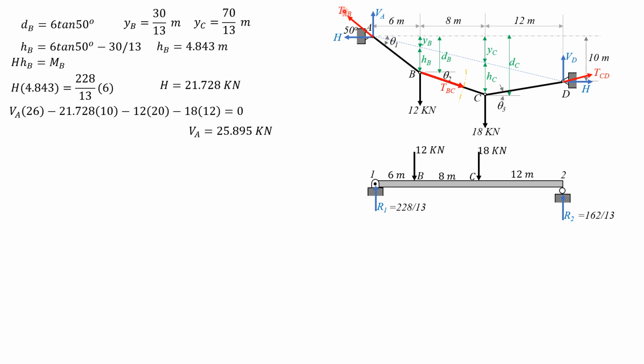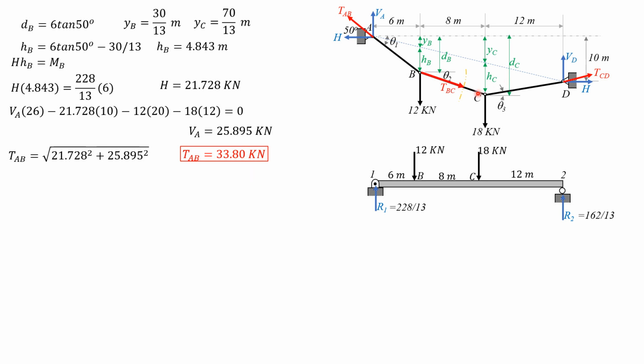So the tension in AB can now be computed: square root of 21.728 squared plus 25.895 squared. So tension AB is equal to 33.8 kilonewtons, just like before.